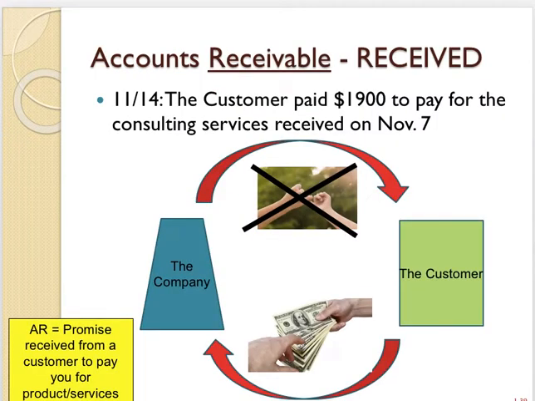And now let's look at accounts receivable being received. It says here on November 14th, the customer paid $1,900 to pay for the consulting services they received on November 7th. And remember, they told us they were going to pay in a week? And look, they did pay us in a week.